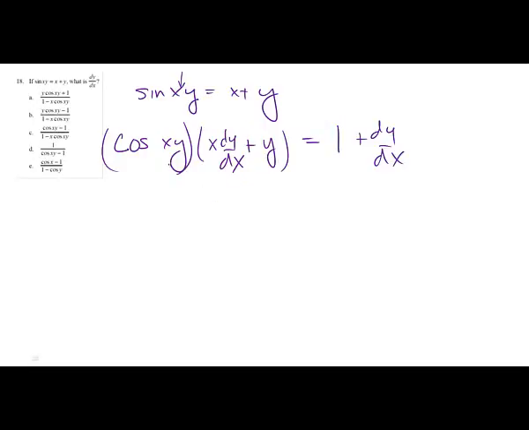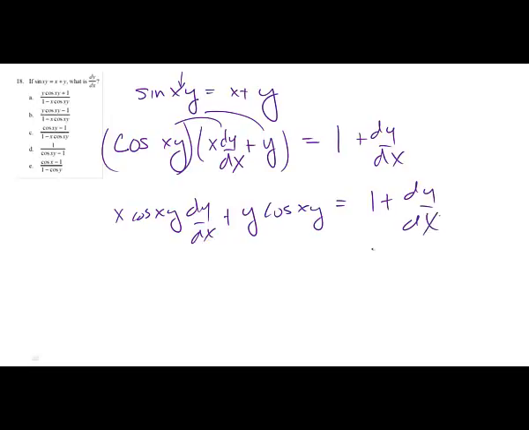Let's see how they do this one. I think we have to distribute this in, actually, because look how they've got a cosine on the top and the bottom. So I've got x cosine xy dy/dx plus y cosine xy equals 1 plus dy/dx. So it's algebra more than calculus on this one. That's usually where we lose it, is the algebra.